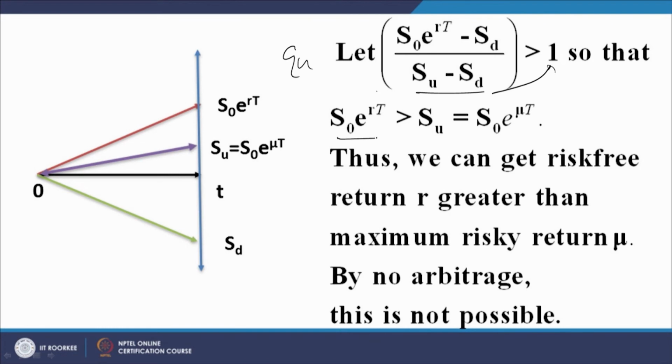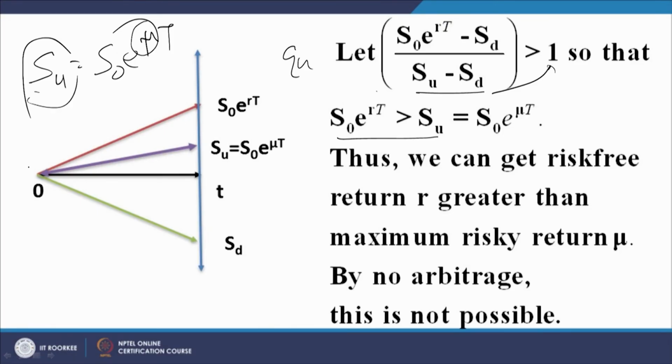Now, what does this give us? Let us assume that if the stock price takes the value S_u, then we can write it as S_u is equal to S_0 e^(mu T). Then what does mu represent? Mu represents the upward limit of the continuously compounded return on the stock price, because the stock price cannot go beyond S_u. The maximum value that the stock price can take at t equal to capital T is S_u, it cannot take any value more than that. Therefore, the maximum return that you can get on the stock price is mu.